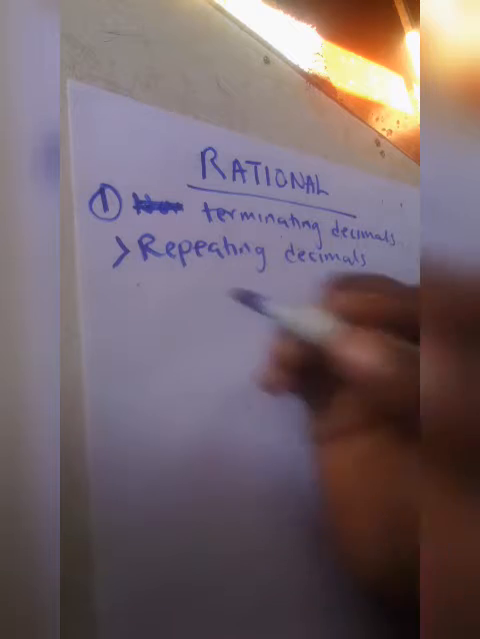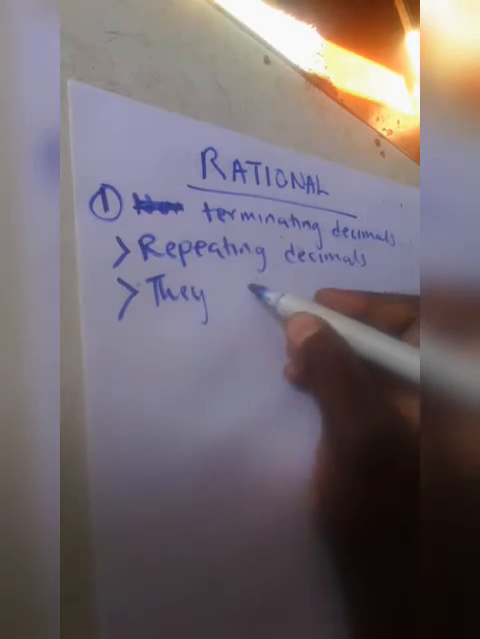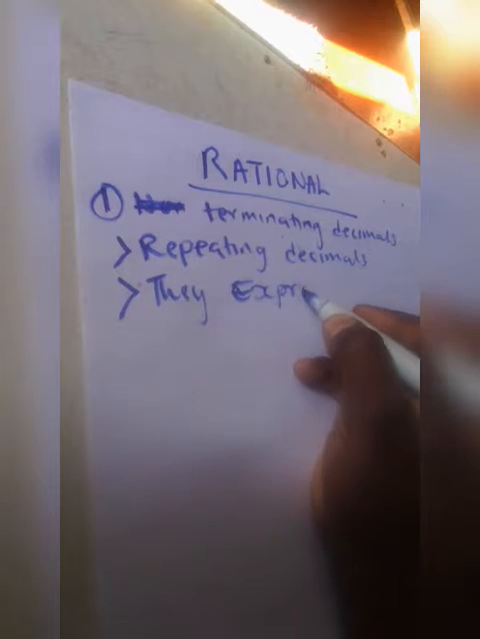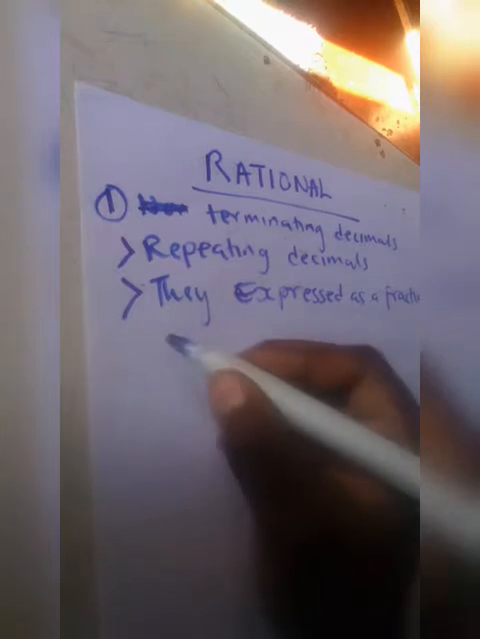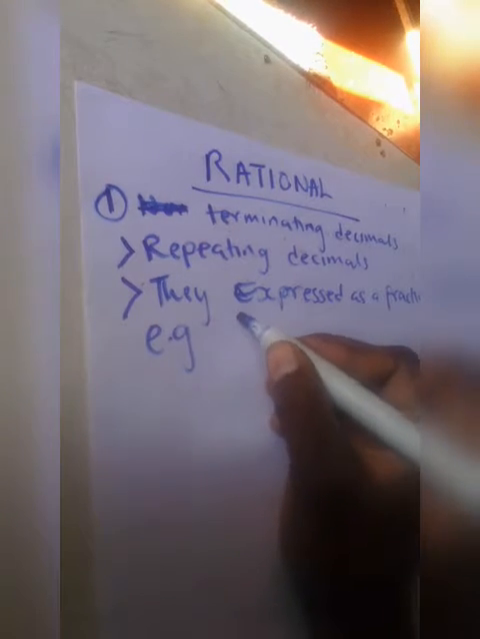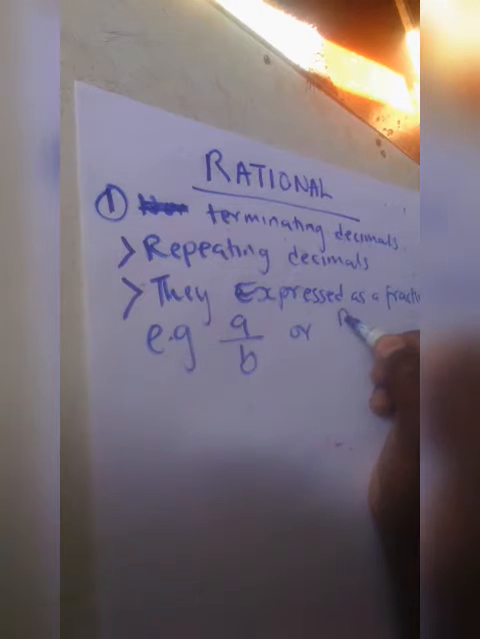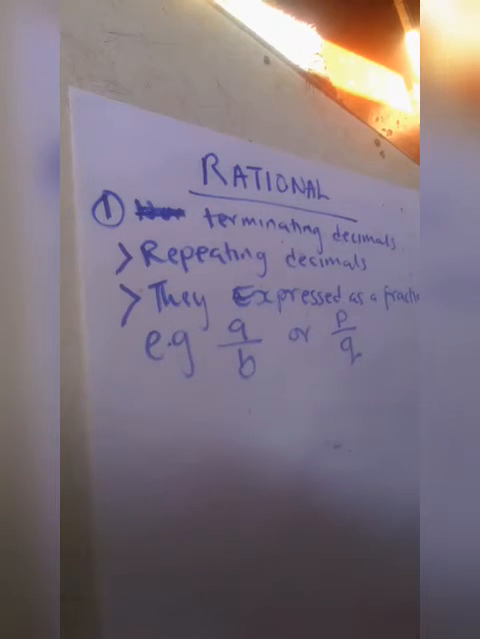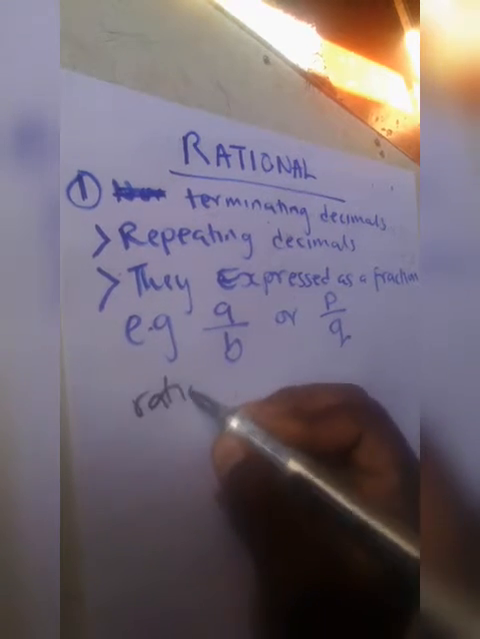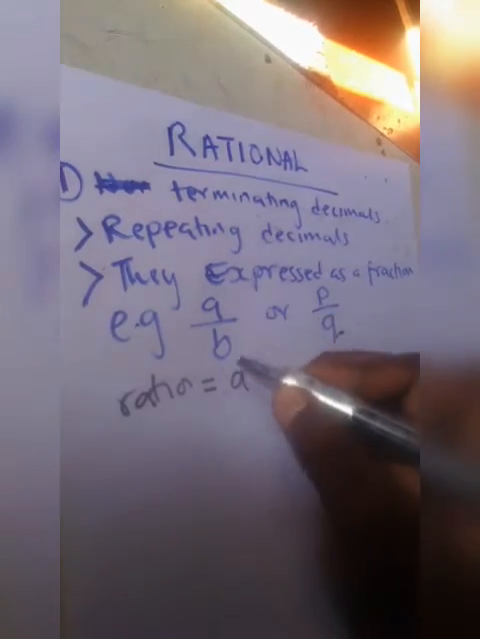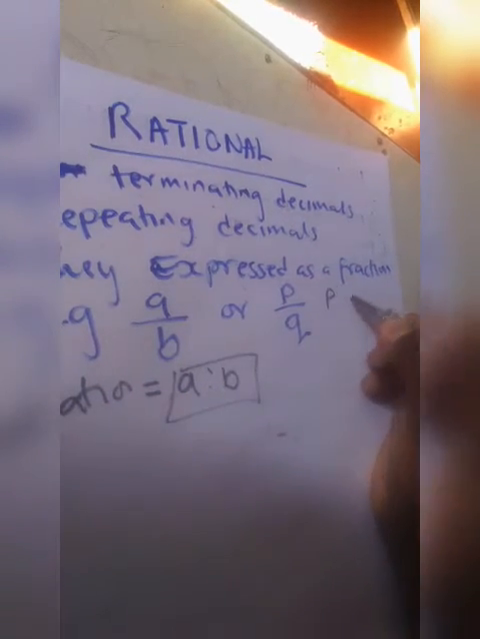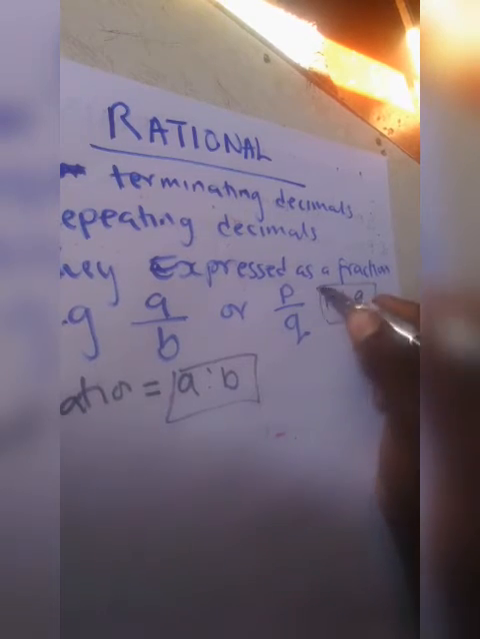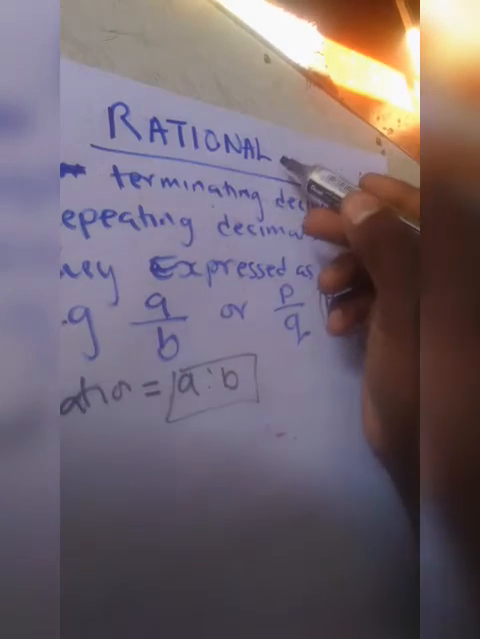So, and thirdly, they can be expressed as a fraction, e.g. in form of a over b or p over q. If they can be expressed as a fraction, it means they can also be expressed as a ratio, e.g. this fraction can be expressed as a to b, and this fraction can be expressed as p to q. These are ratios. So that's where the term rational comes from, the word ratio.